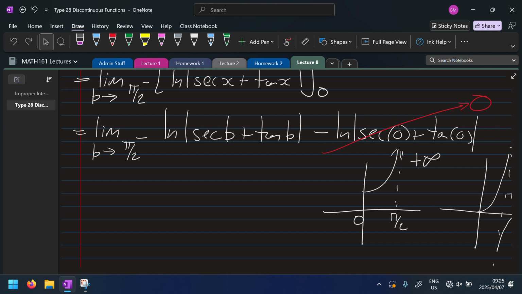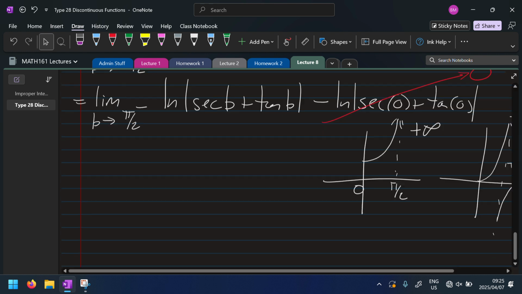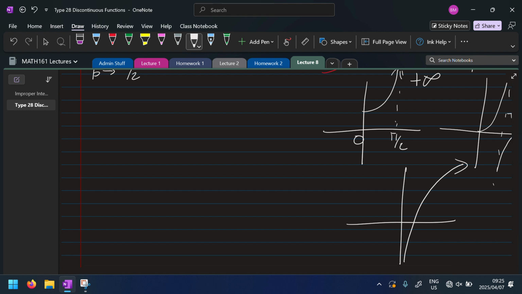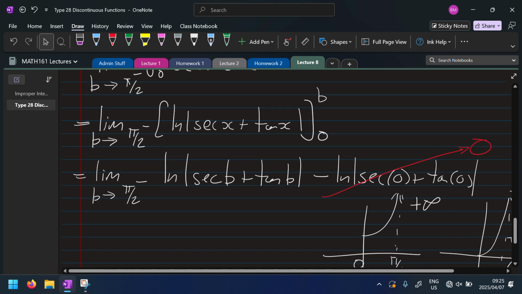Okay, what happens to the natural log when the inside goes to infinity? Does it go to some value? Does it go to infinity? Does it go to minus infinity? What happens? Goes to infinity. Yeah, if we draw the natural log here, it looks like this. When x goes to infinity, natural log also goes to infinity. So all of this goes to plus infinity. So it diverges.